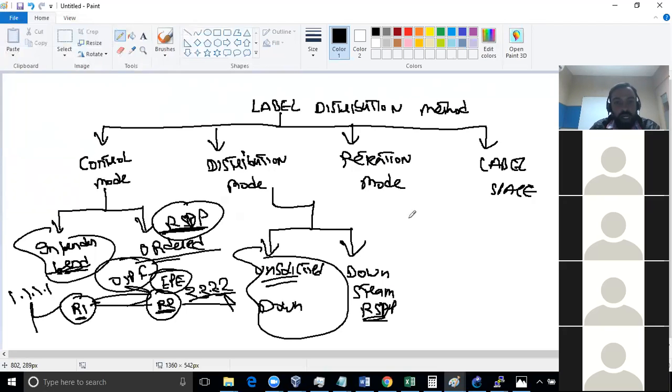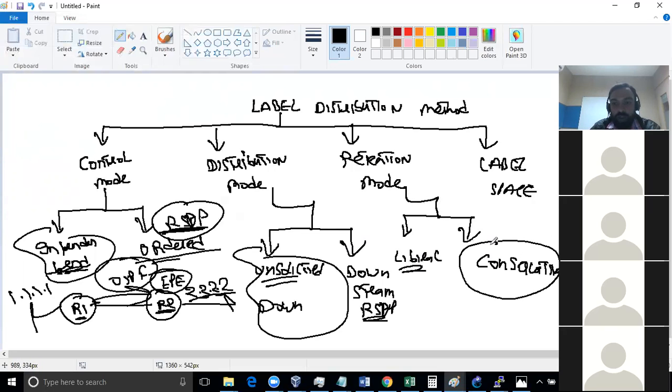Once the router learns the label mapping, it needs to retain it. That is known as retention mode. This is also divided into two major categories. One is known as liberal retention mode, and the second one is conservative retention mode. The conservative approach is used by Resource Reservation Protocol, and all other variations use the liberal approach.